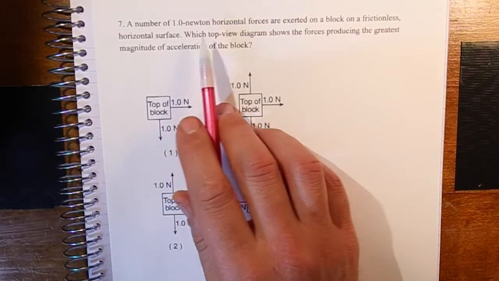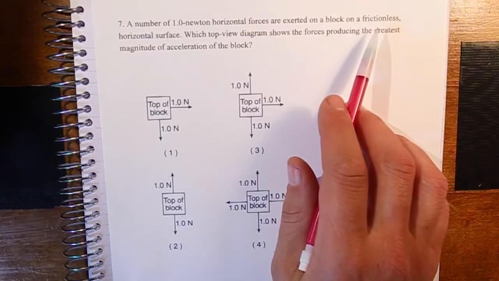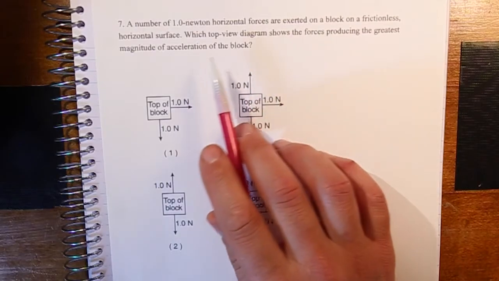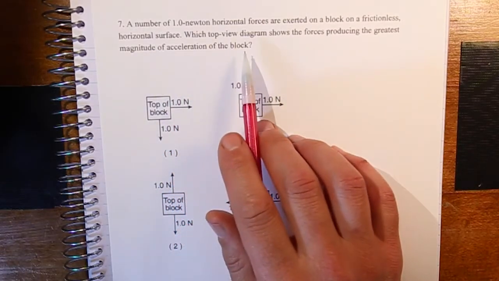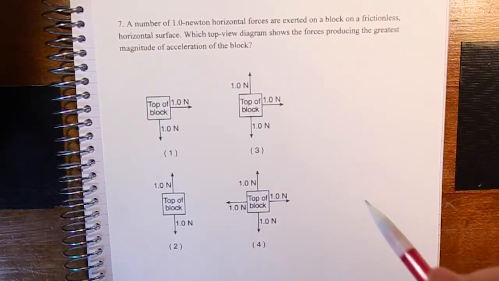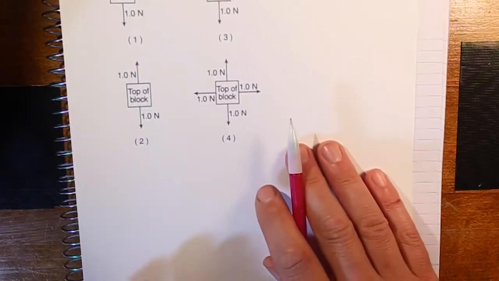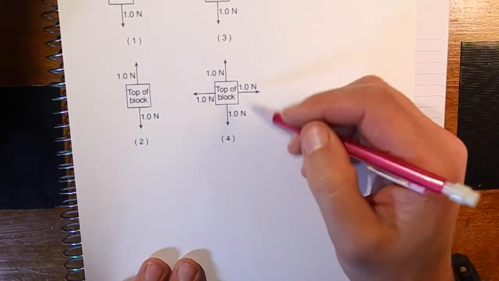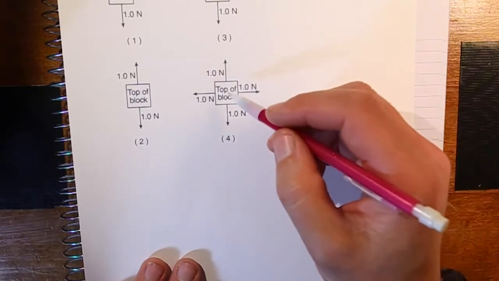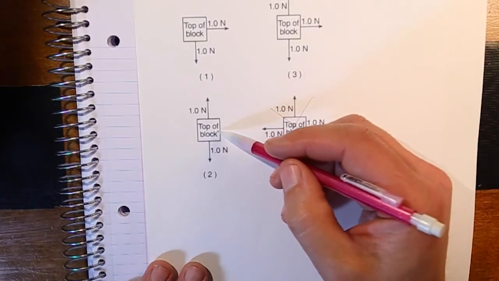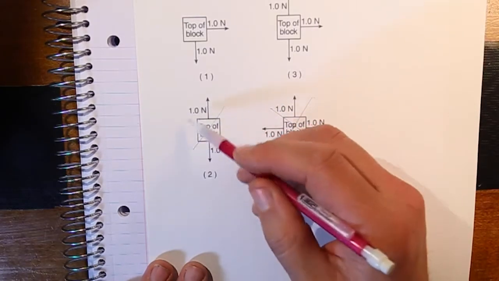A number of 1 Newton horizontal forces are exerted on a block on a frictionless horizontal surface. Which top view diagram shows the forces producing the greatest magnitude of acceleration? So to find the greatest magnitude, we need to find the greatest resultant. So we can first start out actually with choice 4 and realize that we don't have to worry about this one because they're all going to cancel each other out. The vector sum of this is 0, it's in equilibrium, so we know it's not that one. And we also know it's not this one because these also cancel out to 0.